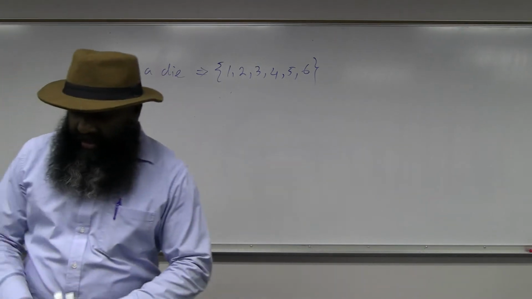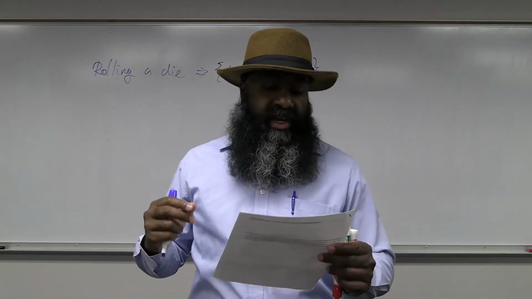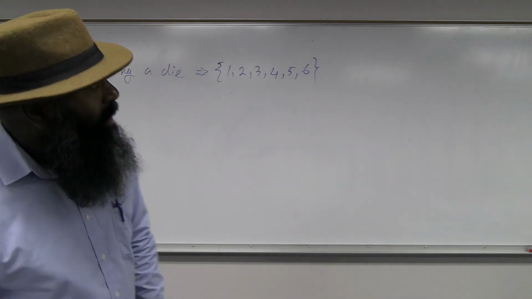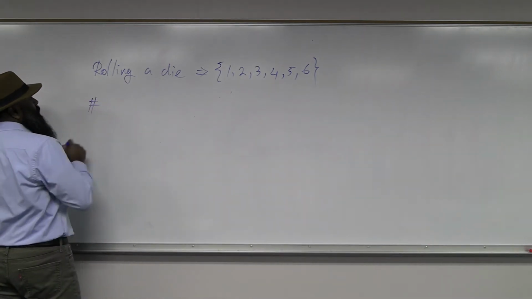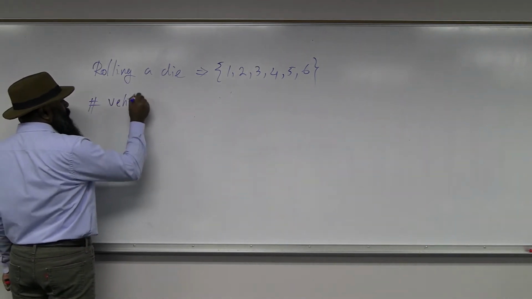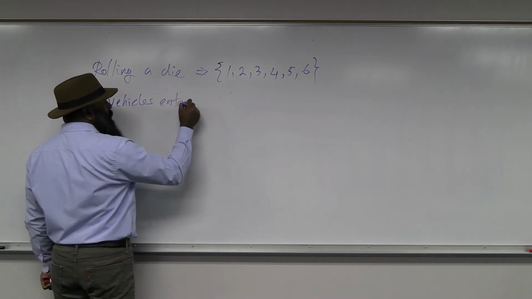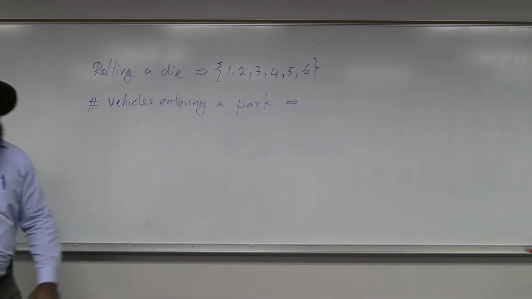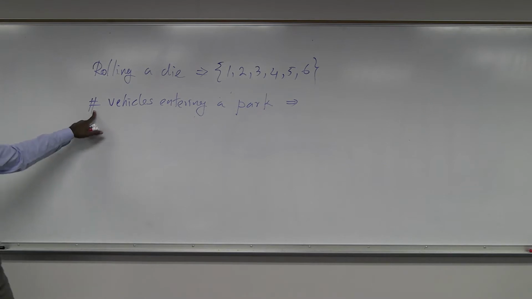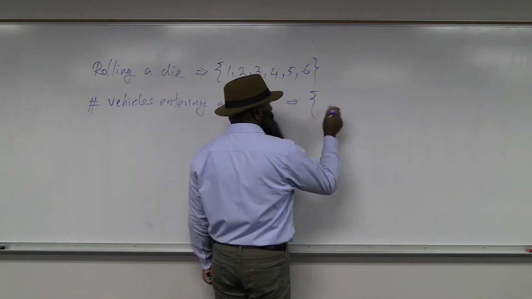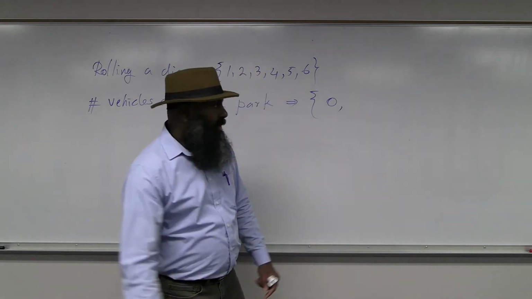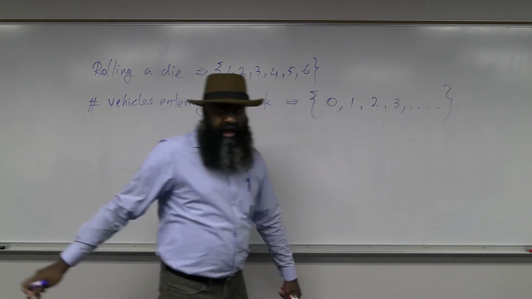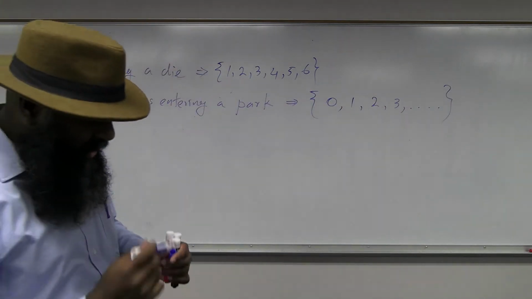And think about the next example, observing the number of vehicles entering the campus parking lot during weekdays. Now, what are the possible outcomes for that? This symbol is used for number of. The possible outcomes could be maybe 0, it's a possible value, and it can be 1, 2, 3, and so on. There's no specific upper limit other than the complete capacity of the parking lot.